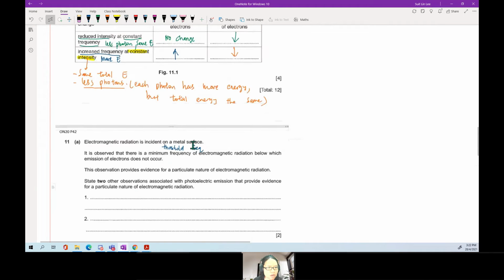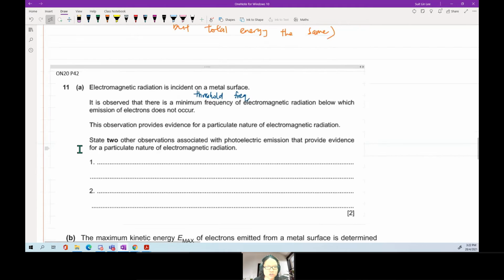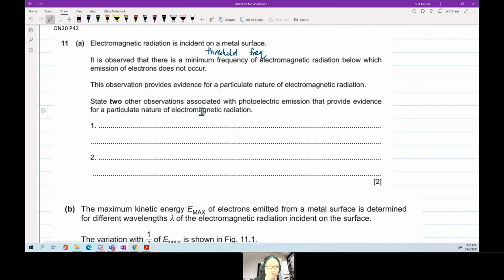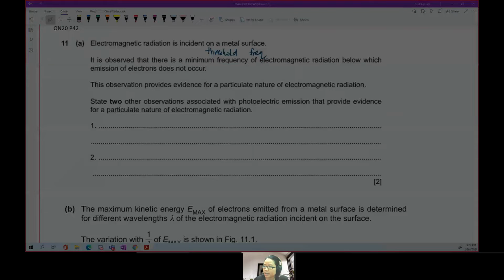Next. So what other observations can you write? Two other observations to show the particulate nature of electromagnetic radiation. You can talk about the maximum speed and maximum Ke only depending on frequency. You could also say that the frequency affects the speed, the intensity affects the rate of emission of photoelectrons. Or you could talk about the time delay.